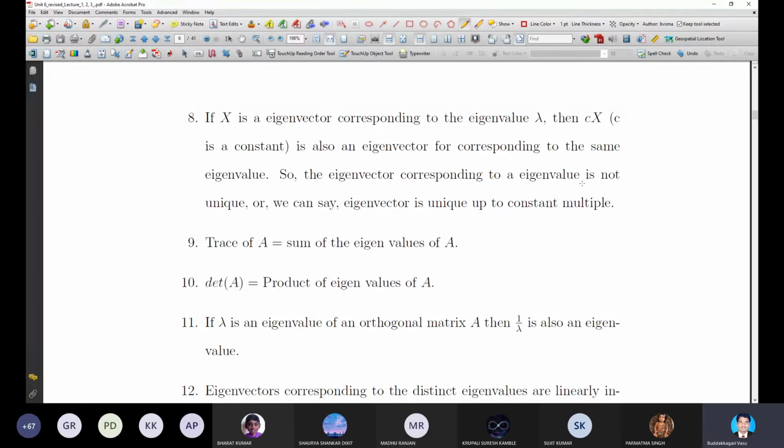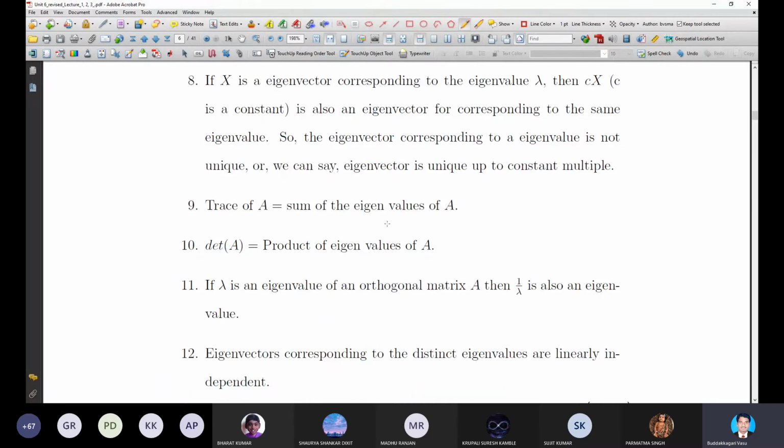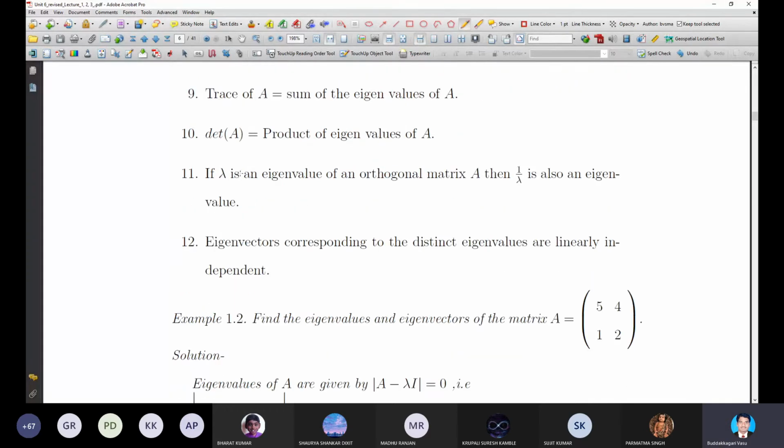The trace of A is the sum of the eigenvalues, and the determinant of A is the product of the eigenvalues. If lambda is an eigenvalue of an orthogonal matrix A, then 1 by lambda is also an eigenvalue.